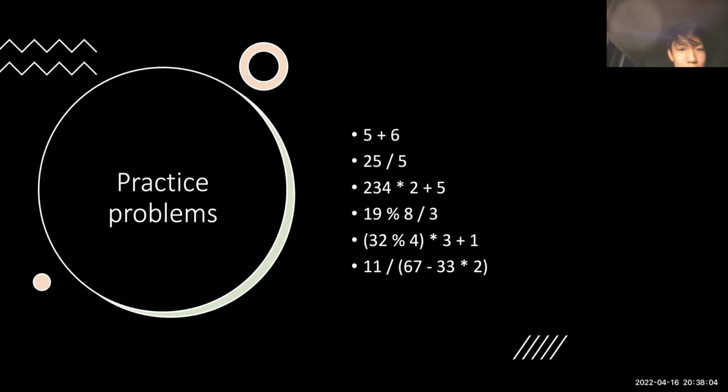And then the fourth one, just like we've talked about, the percent means modulus. So it means the remainder. So 19 modulus 8 and then divided by 3. So 19 modulus 8 gives us 3. And then 3 divided by 3 is 1. Yep, it's 1. Please try not to spam the chat too much. Just once is enough so that I can see everyone else's answers. But yeah, it's 1. And then, can anyone tell me what the fifth one is?